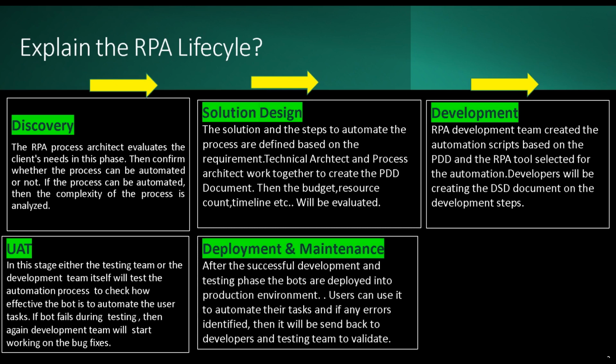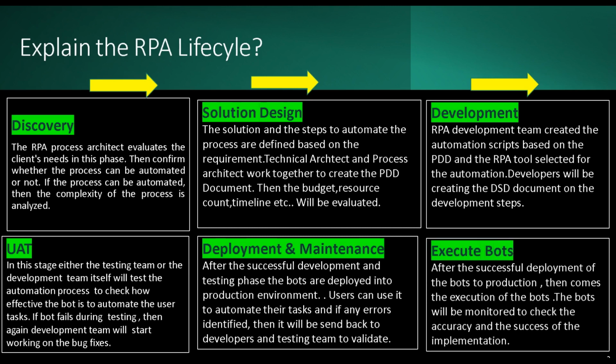After the successful development and testing phase, the bots are deployed into production environment. Users can use it to automate their tasks, and if any errors are identified, then it will be sent back to the developers and testing team to evaluate. Execute bots. After the successful deployment of the bots to production, then comes the execution of the bots. The bots will be monitored to check the accuracy and the success of the implementation.